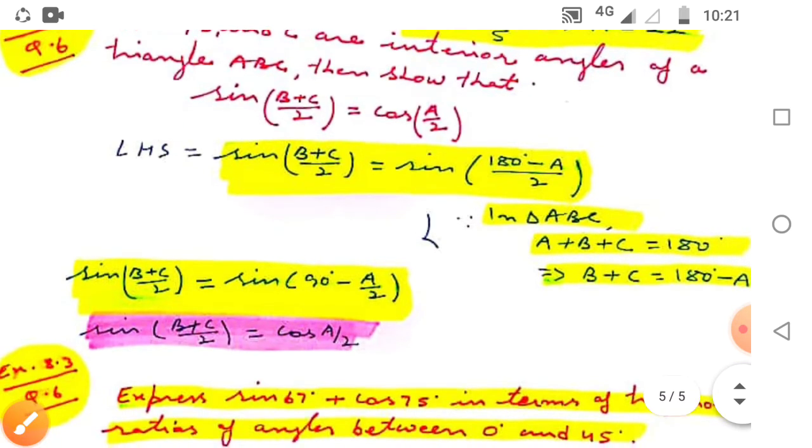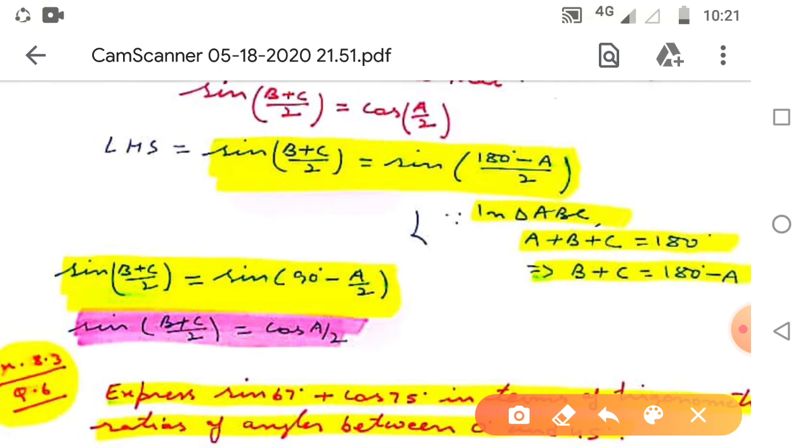Here in a triangle, we know that angle A plus B plus C is equal to 180 degrees. So B plus C is equal to 180 minus A here, right? So (B plus C) by 2 is equal to (180 minus A) by 2. Clear? So here it becomes 90 minus A by 2.